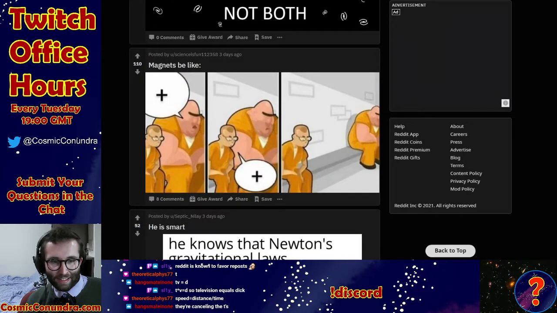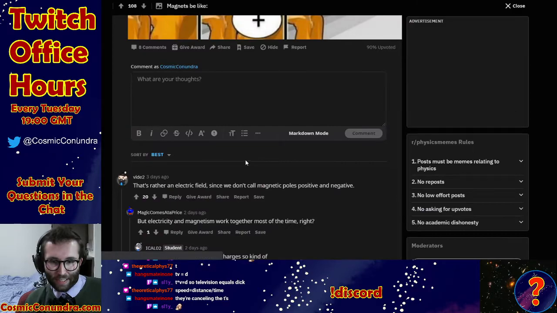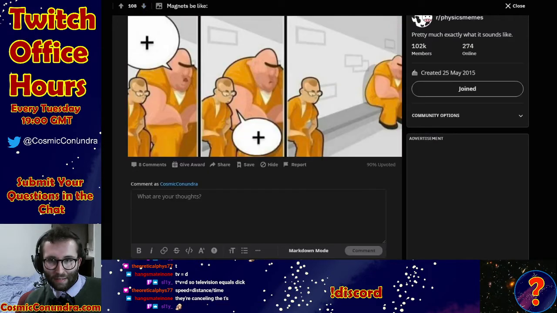Magnets be like plus plus minus. Oh, I don't like that. That's kind of implying monopoles. Well, hopefully there are monopoles, but I probably don't think so. Still very uncertain. But they've drawn these like they're magnetic monopoles. I wonder if anyone has commented on that. I don't want to downvote it because that'd be quite rude. Yeah, exactly. There we go. Magnetic poles, positive, negative. Yeah.